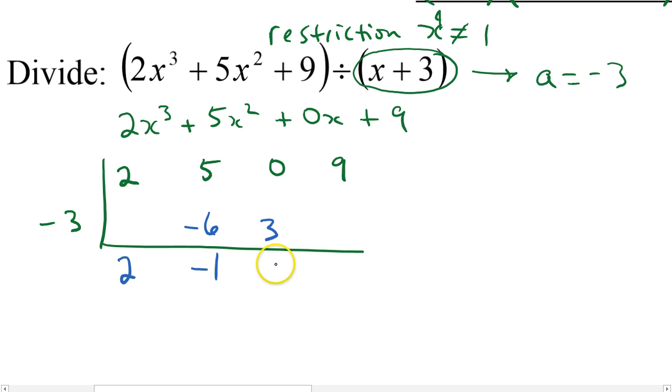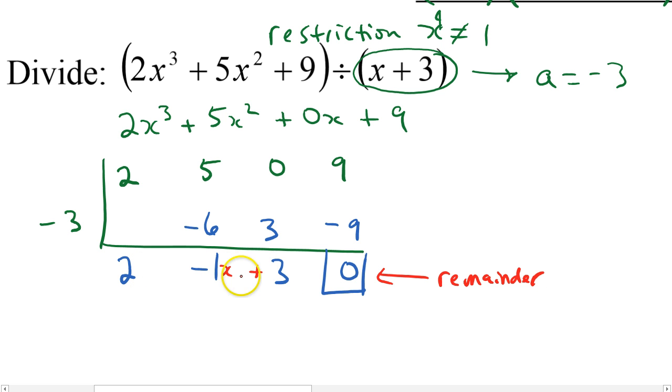0 and 3 added together are 3. -3 times 3 is -9. 9 and -9 is 0. Okay, so this here, it kind of works out nicely, doesn't it? This is my remainder of 0. And this will be my constant term. This will be my x, and this will be my x squared.